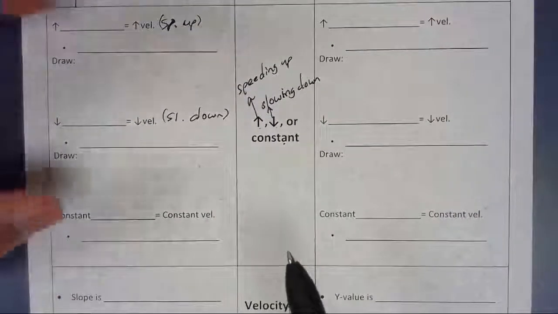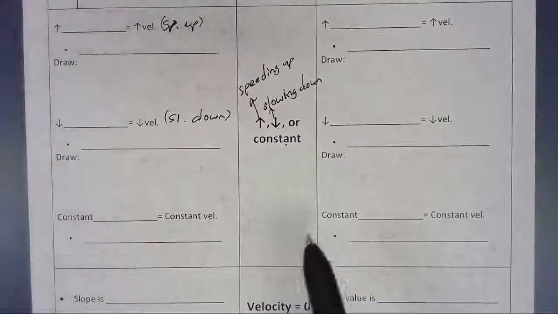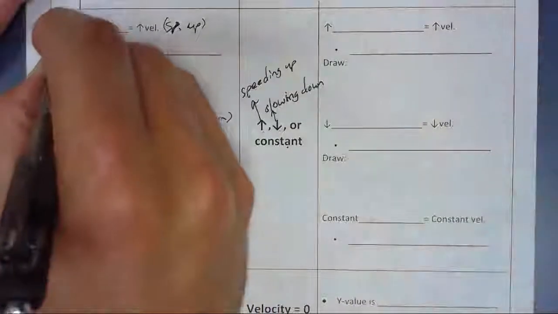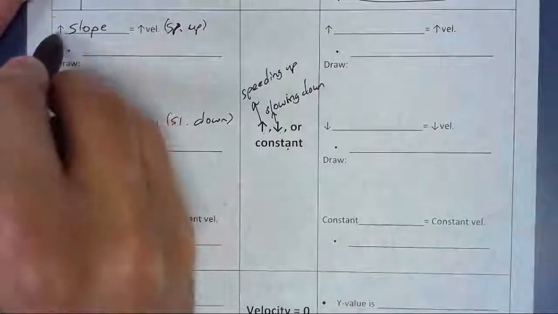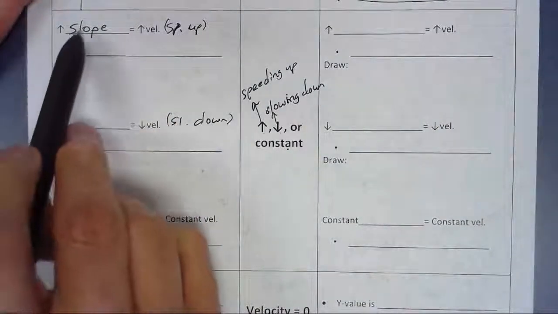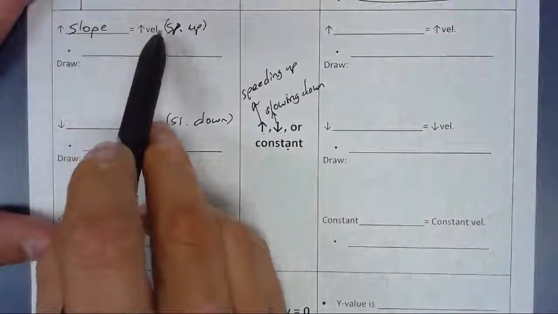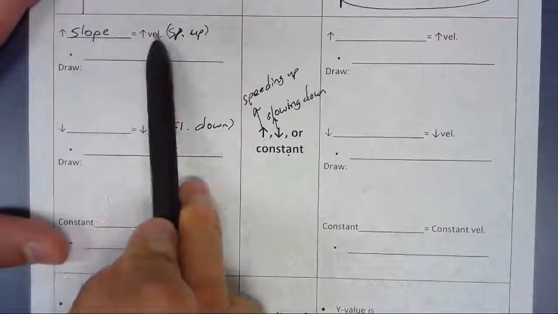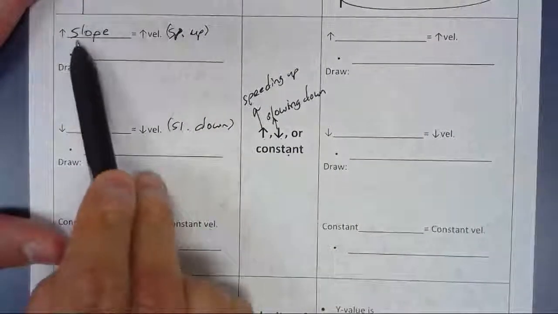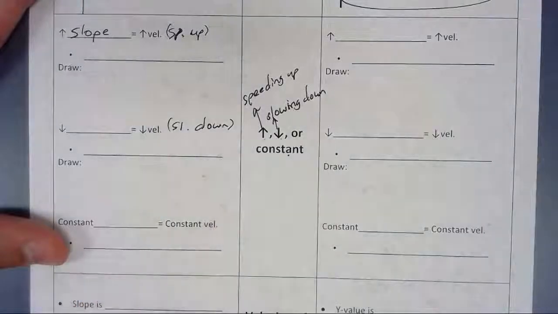So let's remember, on a position versus time graph, it's all about the slope. So that means if the slope is increasing, that's what this up arrow means. Increasing slope means increasing velocity. Remember, whatever the slope is doing, that's the same thing the velocity is doing. So if the slope is increasing, the velocity is increasing. That means it's speeding up.